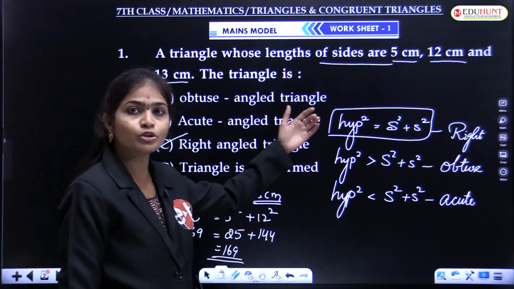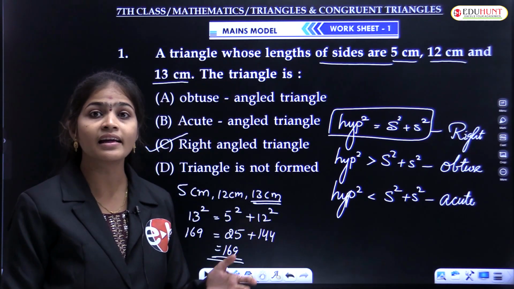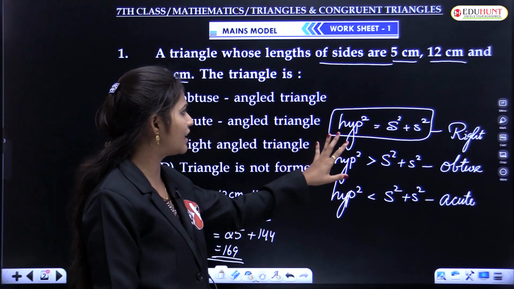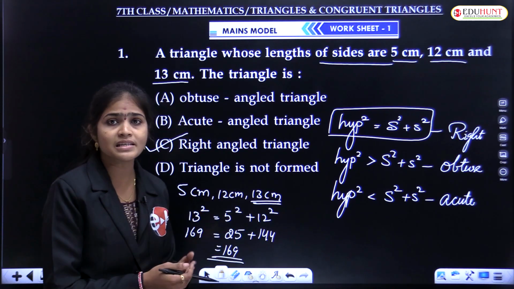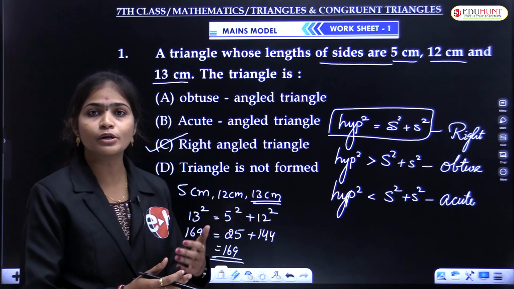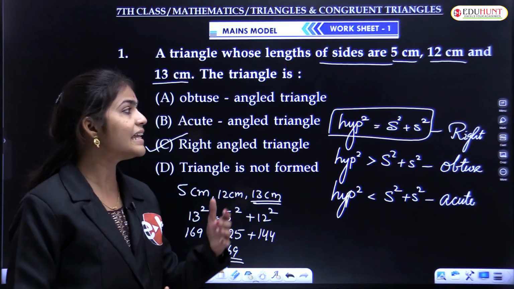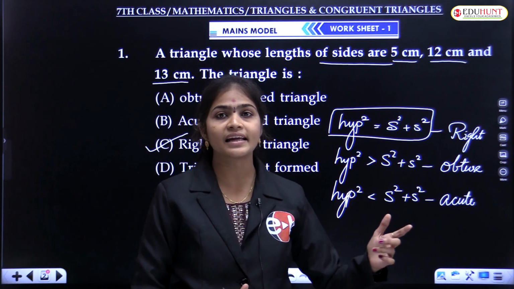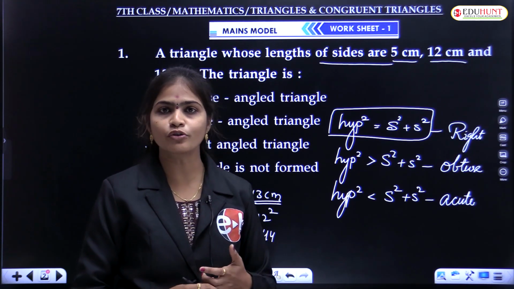But before checking these conditions, we have to follow one condition. What is that? Some measurements will be given. By using those given measurements, is it possible to form a triangle or not? That first thing we have to find out. So how do we find that, ma'am?